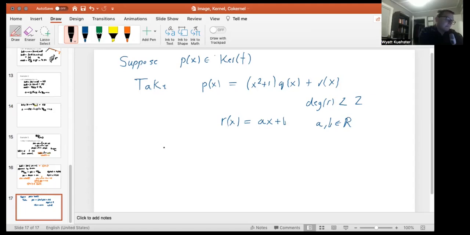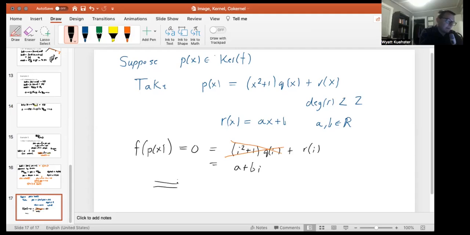But then, let's see. Then take f and apply it to p of x. Oh, wait, no. We already know that's 0. So if I take f and apply it to p of x, it should be 0. But f of p of x equals i squared plus 1 times q of i plus r of i. I have replaced all the x's with i's. But this part dies because it's i squared plus 1 times something. And so this is just a plus bi.